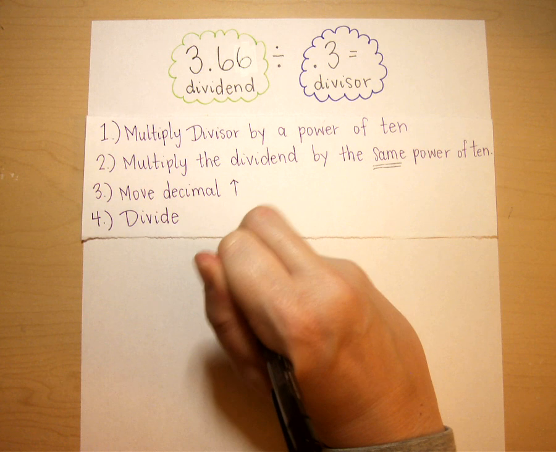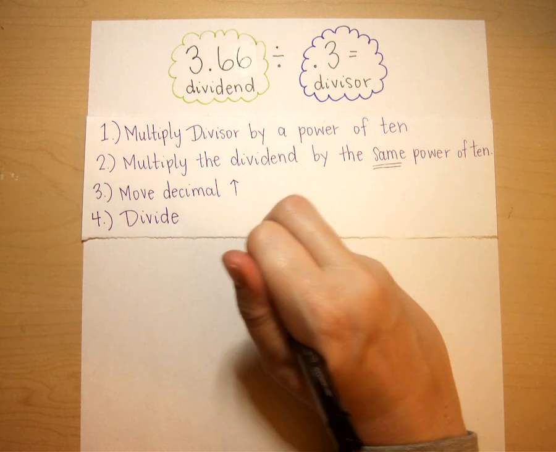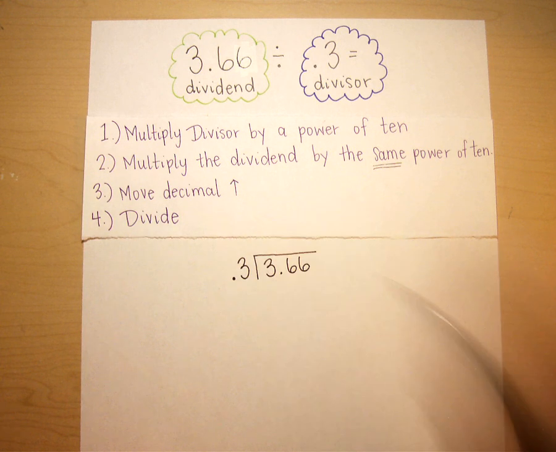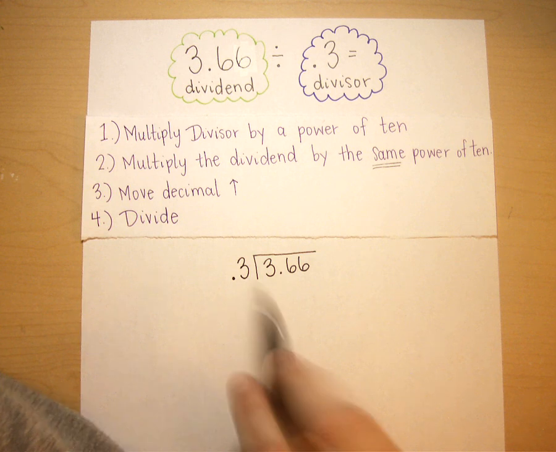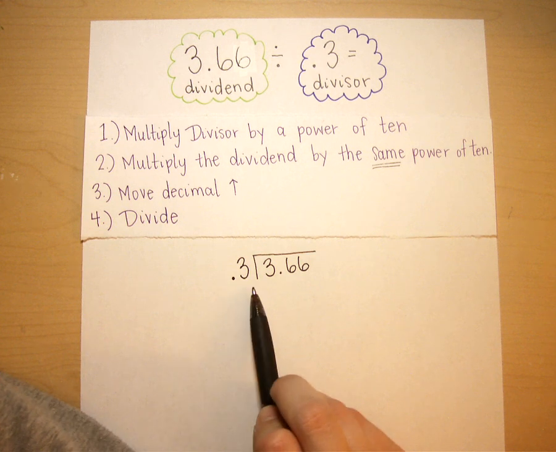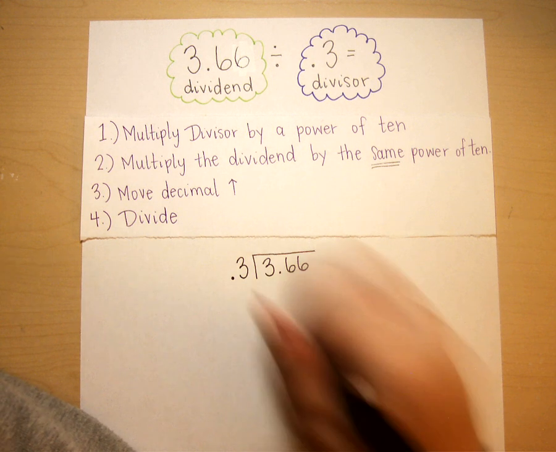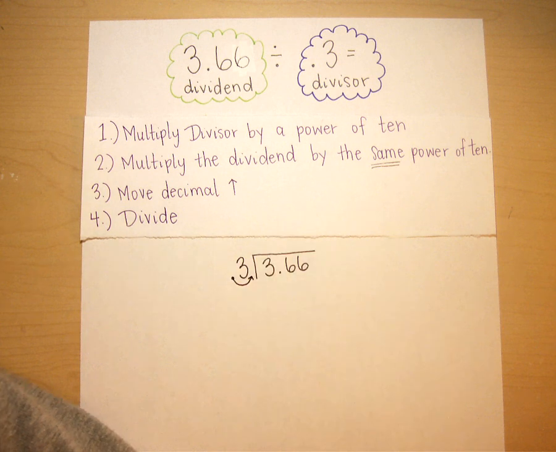3/10 is my divisor, and then 3 and 66 hundredths is my dividend. So remember, my first step, I cannot have a decimal in here. So I have to multiply it by a power of 10. I only need to move the decimal one time in this problem. So scoop, right?